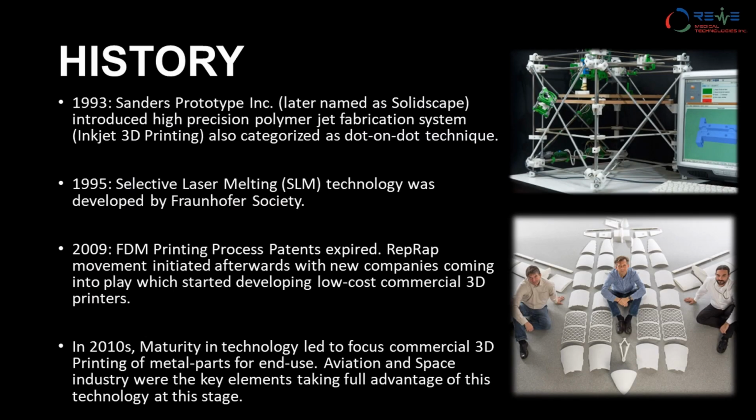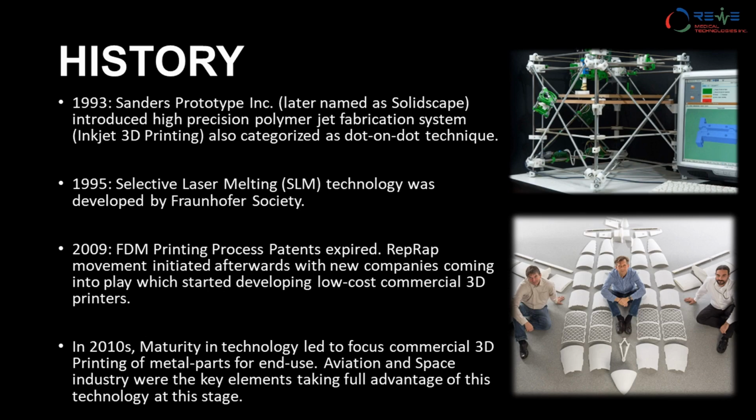Okay, now we come up to 1993. SolidScape, previously known as Sanders Prototype, established the first inkjet 3D printing. They were the people who actually modified that technology and developed inkjet printing on it. They established the dot on dot technique for inkjet 3D printing. Later on, selective laser melting. This is also called DMLS, direct metal laser sintering. It was developed by the Fraunhofer Society. I think this was German. They established this technique in 1995.